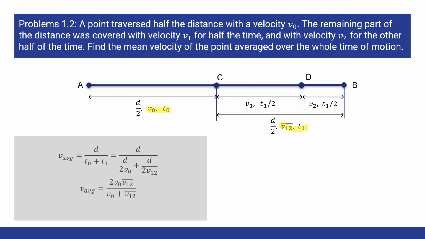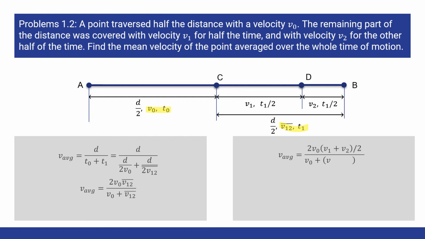v12 we have already obtained previously, therefore V average will be equal to 2v0 into v1 plus v2 by 2 divided by v0 plus v1 plus v2 by 2. This gives V average as 2v0 into v1 plus v2 divided by 2v0 plus v1 plus v2, and this is the required answer.